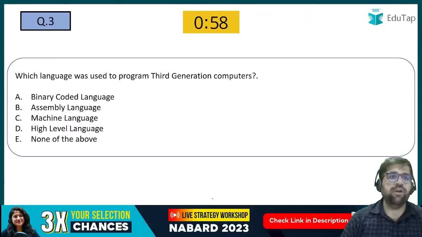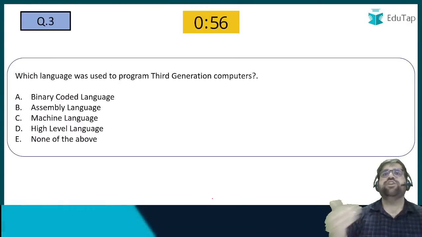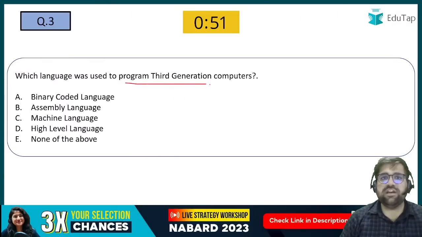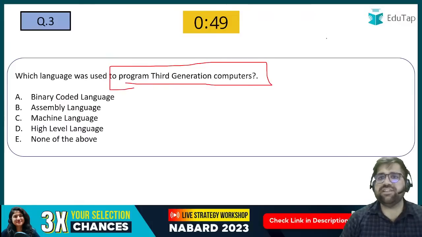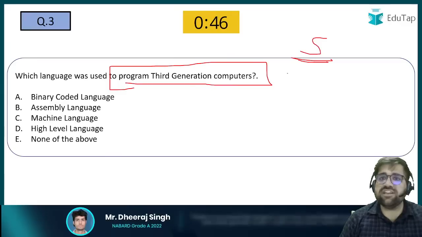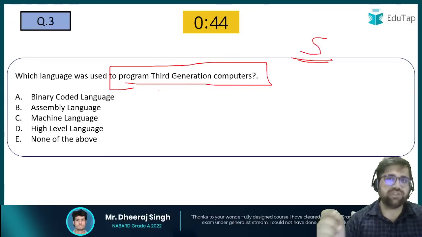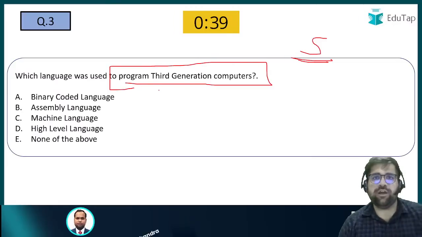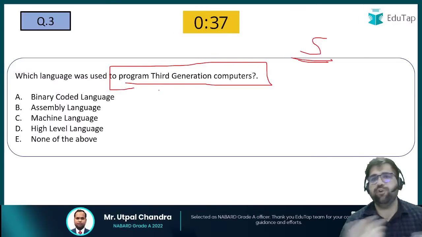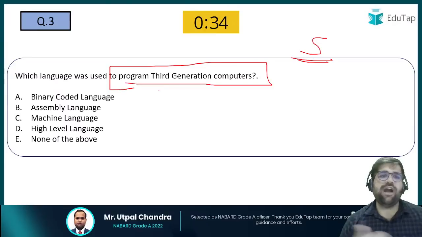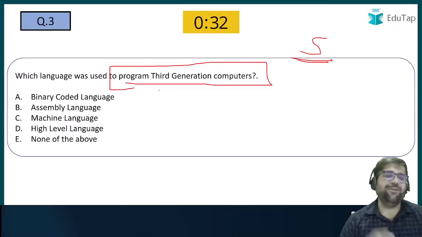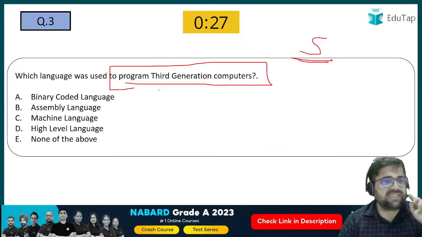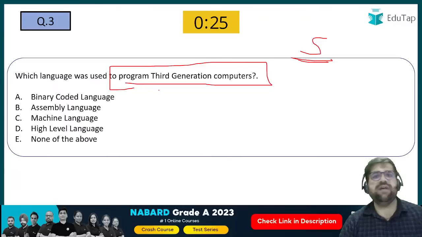Question number 3, chalo. Now we are coming to languages which were used across different generations. Which language was used to program third generation computers? How many generations are there? 5. Now tell me, under third generation computer, which language was used? I hope you remember there are different languages via which you talk to computer. Today we are talking in a kind of literature manner, but you can't talk to computer in this manner, right? You have to use the machine language to understand computer, right? So please tell me which language was used to program third generation computer.